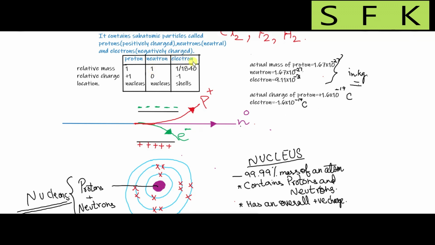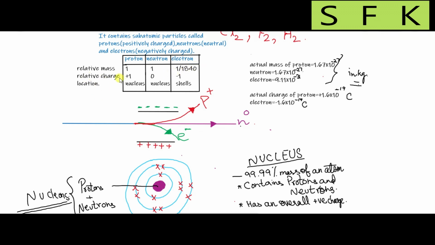But electron is much lighter than either of the two, either of proton or neutron. So it has a relative mass of 1 over 1840. In some books, it's also referred to as 1 over 1836. It doesn't matter, both of them are acceptable.